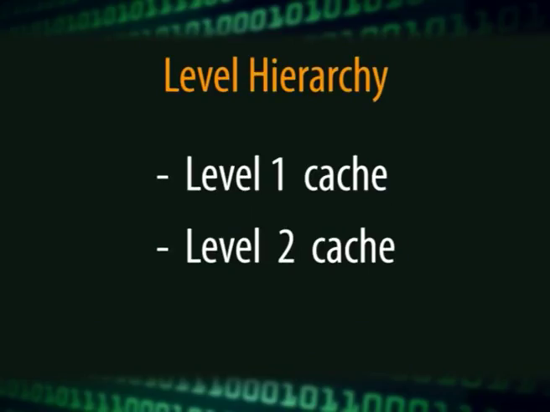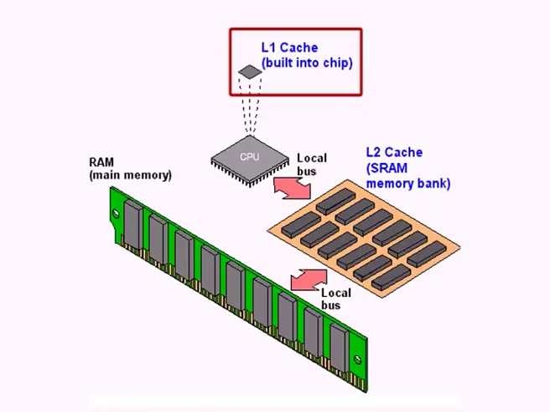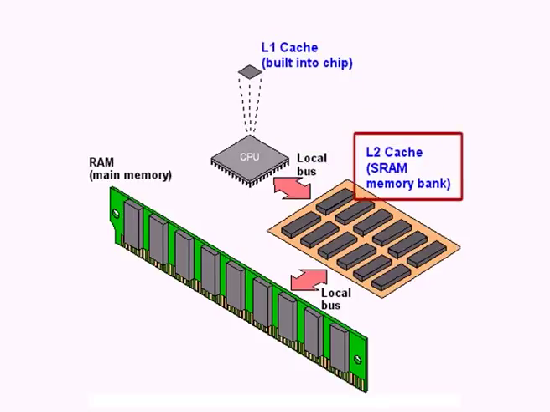Earlier, the cache memory was external to the CPU, but these days the cache is internal to the CPU and designed as a two-level hierarchy. These two levels of cache are termed as level 1 and level 2 cache. The level 1 is faster memory and is closer to the CPU as compared to level 2 cache.